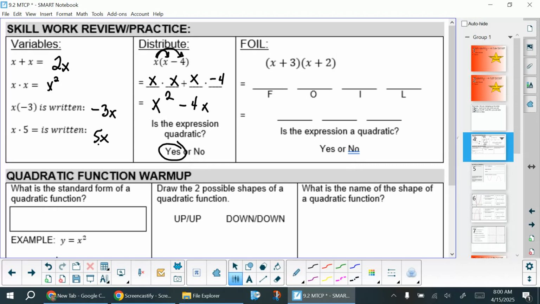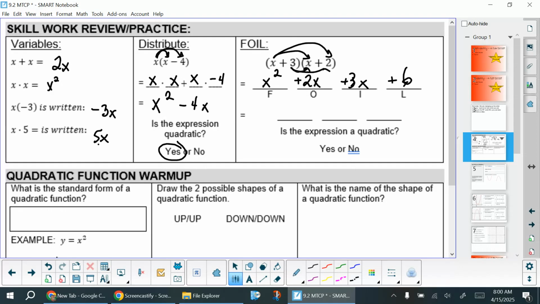Next, we got FOIL. So remember, we're doing our firsts. X times x is x squared. X times 2 is a positive 2x. 3 times x is a positive 3x. And then 3 times 2 is a positive 6. Sorry, my computer's being a little laggy right now.